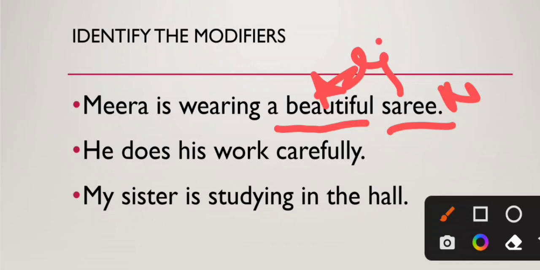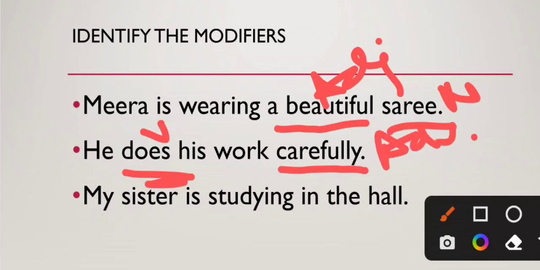He does his work carefully. How does he work? Carefully. So carefully is describing the verb. The word which describes a verb is known as an adverb. So an adverb is also a modifier because it is modifying the verb. It is describing the verb.